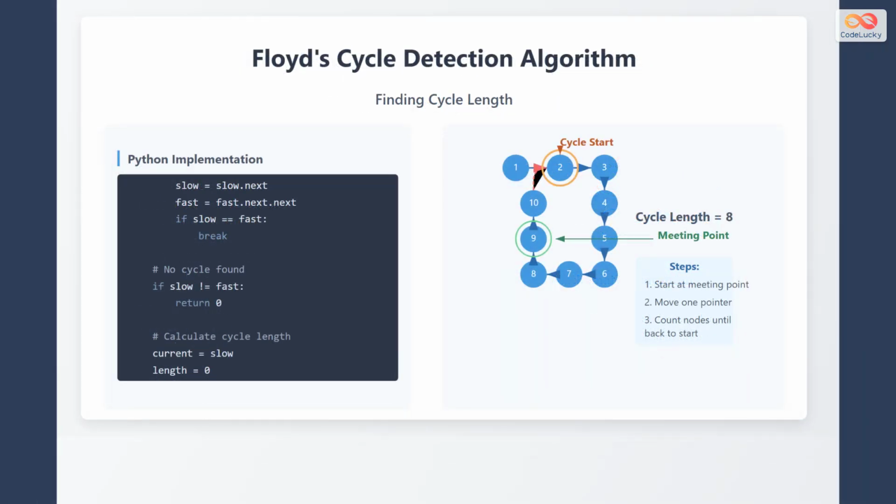After finding the start of the cycle, the next step is to determine the length of the cycle. To do this, keep one of the pointers at the cycle start. Move the other pointer 1 step at a time, and count the number of steps it takes to return to the starting node. The count represents the length of the cycle.